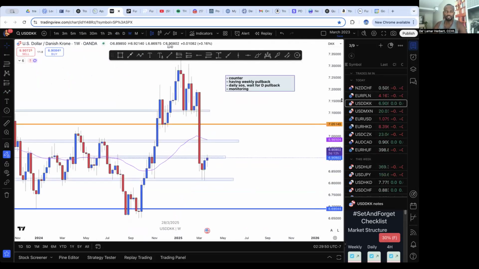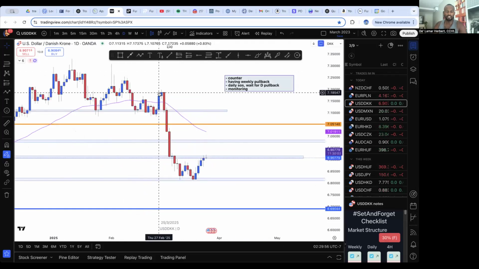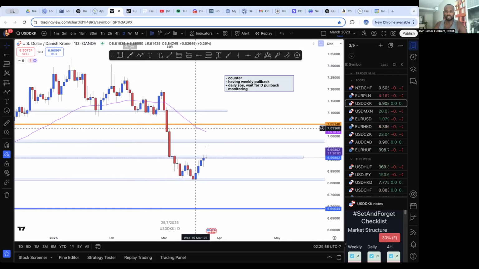USD DKK, weekly pullback into that area of interest. Daily did shift. This is a counter trend. We're just looking for that daily pullback.